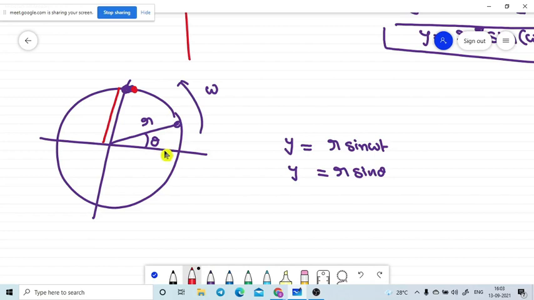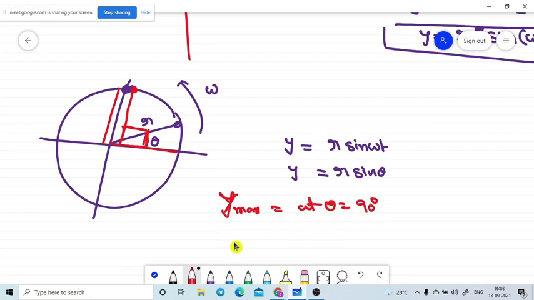If it is here, it means 0. If we are moving up to this place, what is this angle? This is nothing but 90 degrees only. That means the maximum displacement, y will be having the maximum value at theta is equal to 90 degrees.